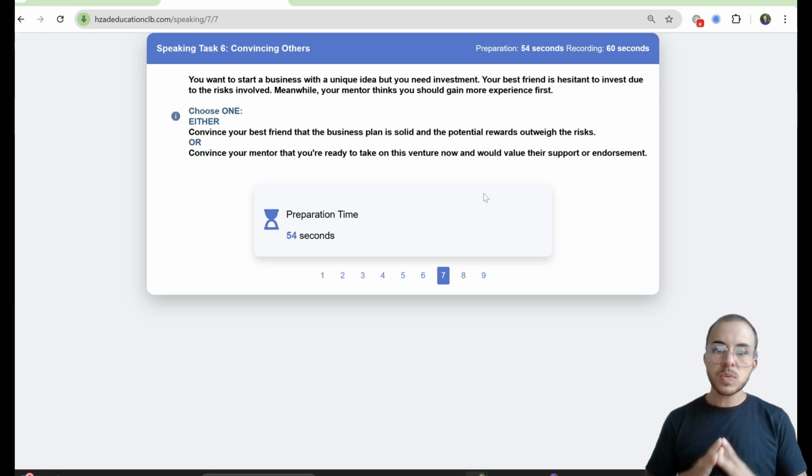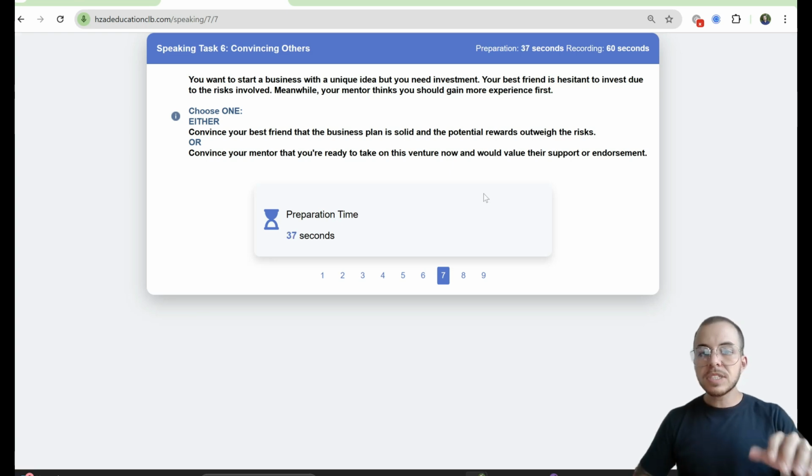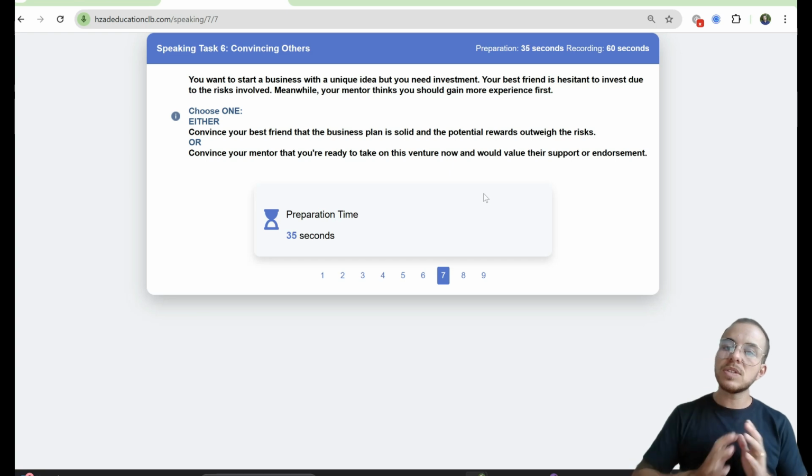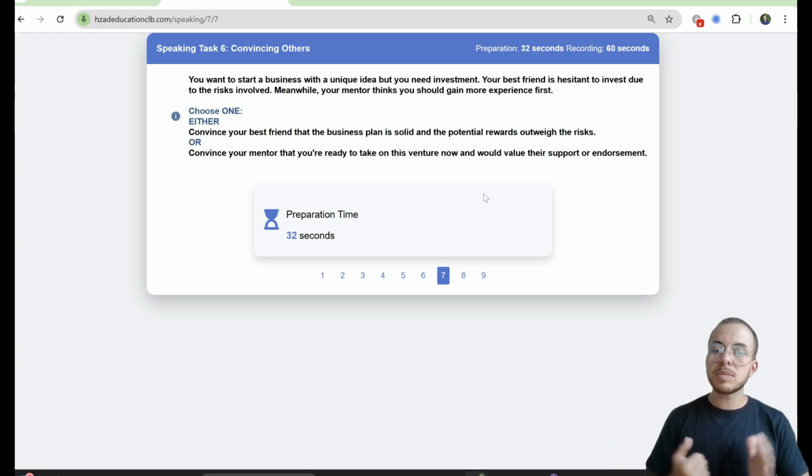You want to start a business with a unique idea, but you need an investment. Your best friend is hesitant to invest due to the risk involved. Meanwhile, your mentor thinks you should gain more experience. Choose either. Convince your best friend that your business plan is solid and potential rewards outweigh the risk. Or convince your mentor that you are ready to take on this new venture and would value their support.